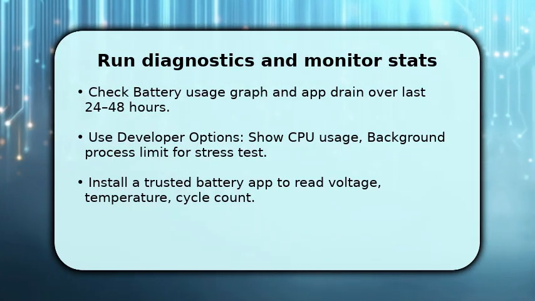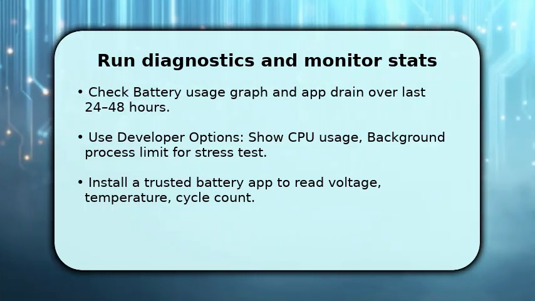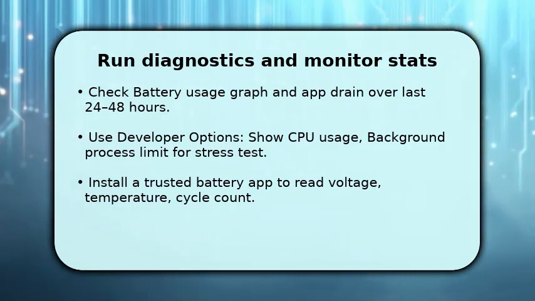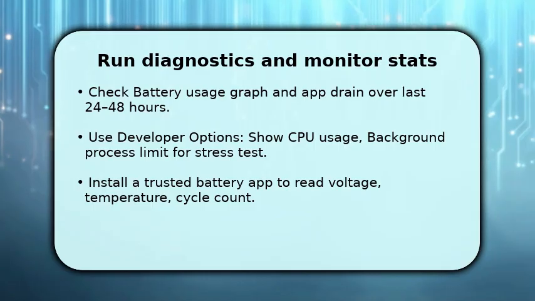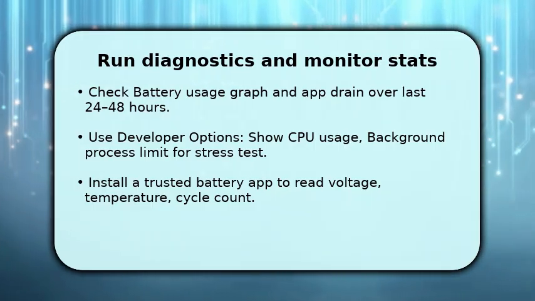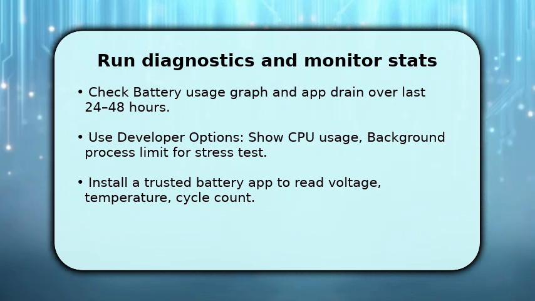Then use developer options to enable CPU and background process visibility so you can simulate load and observe battery response. For precise metrics, install a reputable battery app to read voltage, temperature, and cycle count. These numbers reveal chemical wear. While monitoring, note any rapid voltage drops or overheating.